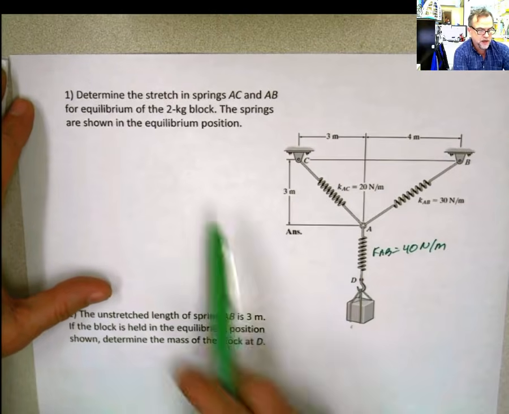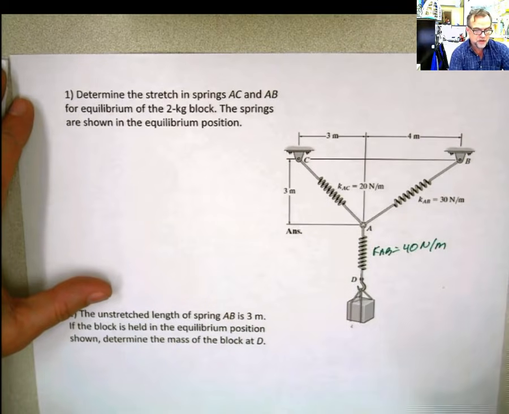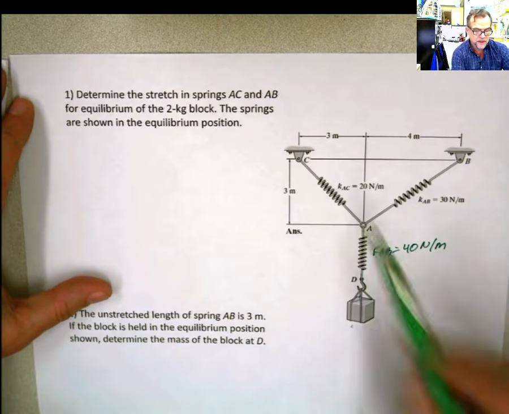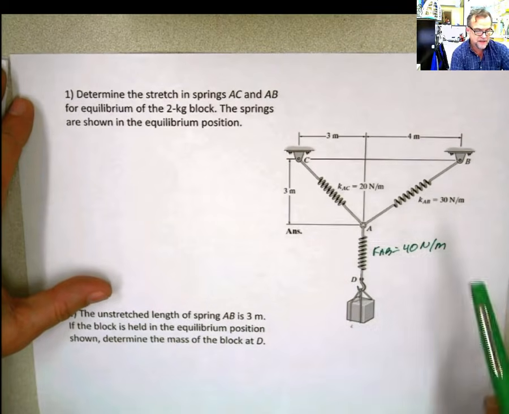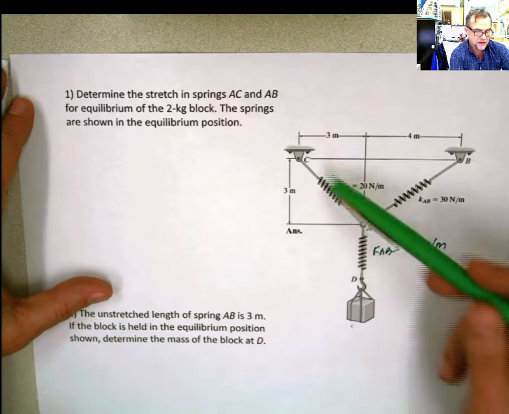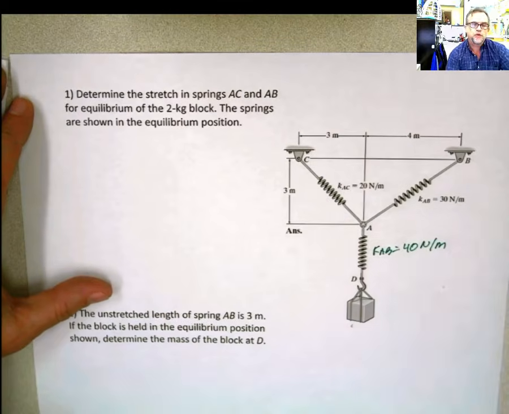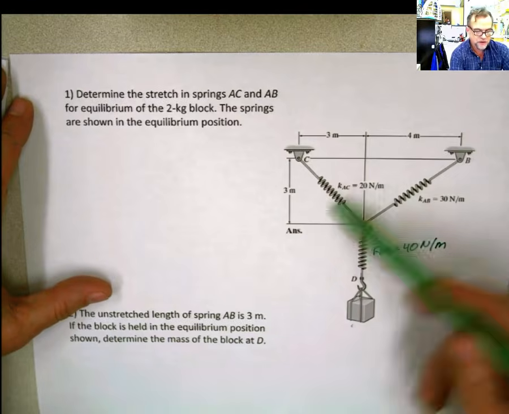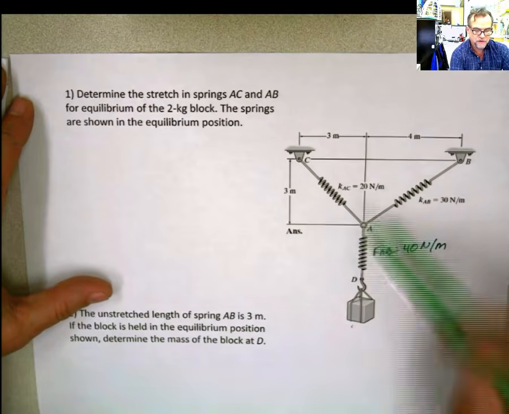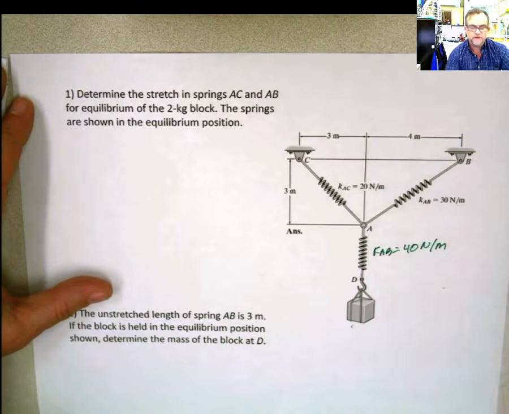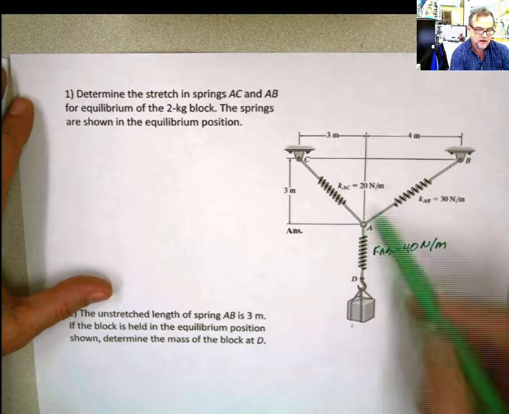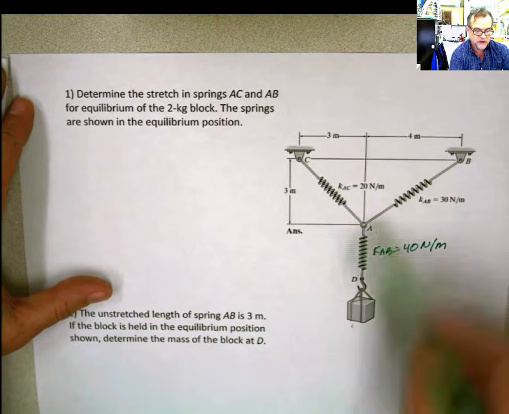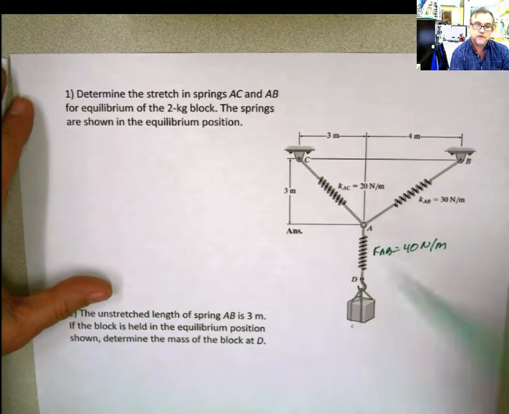So it says that the springs are shown in the equilibrium position, meaning that you have all the distances, and what you have to find is the stretch in these springs. How do you do that? You solve the geometry, you sum the forces around this point, you do the free body diagram, and you can calculate the angles for equilibrium. Then you can calculate the force, and because you have the constant, you can calculate how much the spring was stretched, period. That's the way you do that.